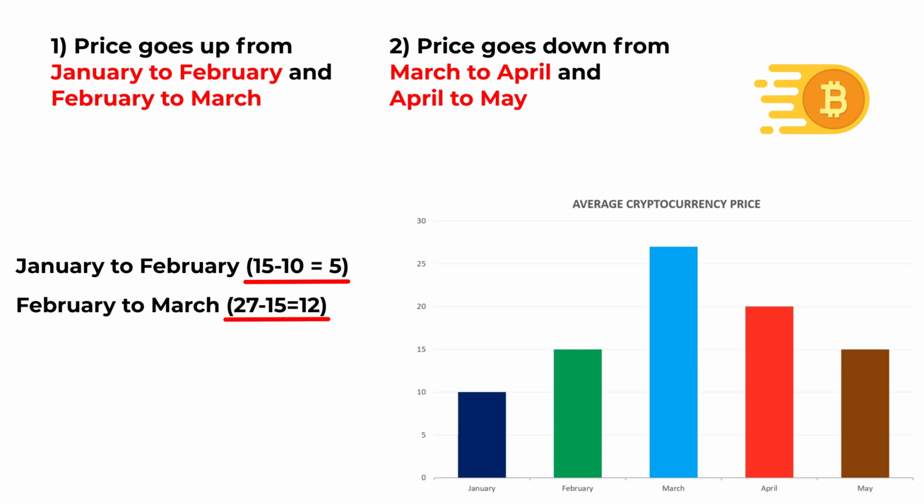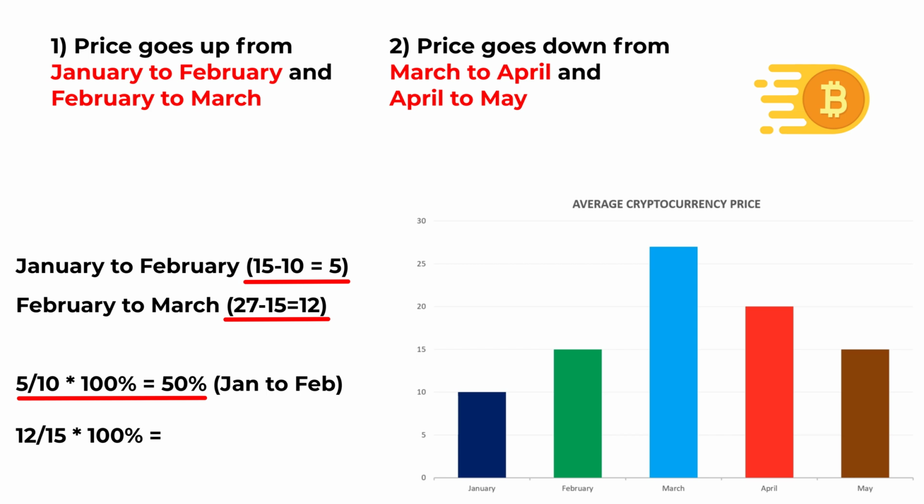Let's calculate the percentage increase. Between January and February, price increased by 50%. This is calculated by dividing 5 by 10 and multiplying by 100%. The end result of this is 50%.